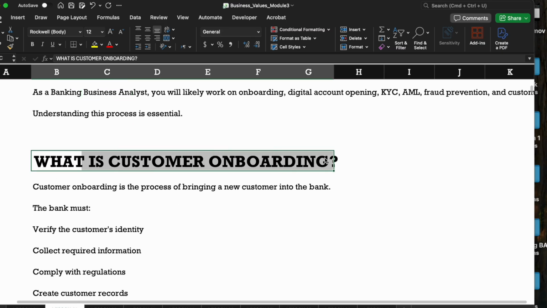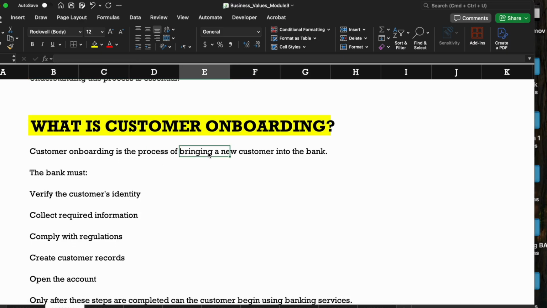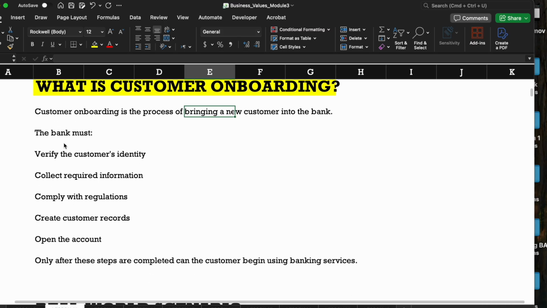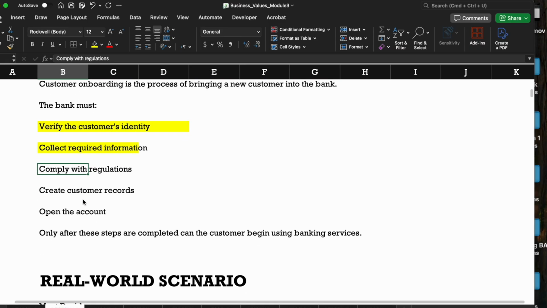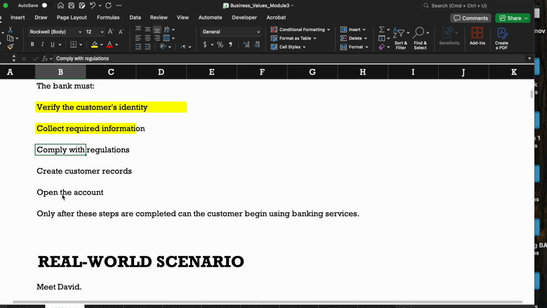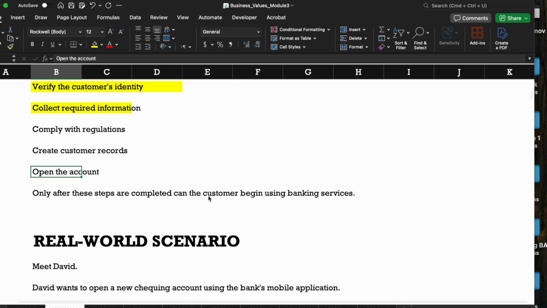So what is customer onboarding? Customer onboarding is the process of bringing a new customer into the bank. The bank must verify the customer's identity, collect required information, comply with regulation, create customer records, and open the account. These are the steps that need to be followed. Only after these steps are completed can the customer begin using banking services.